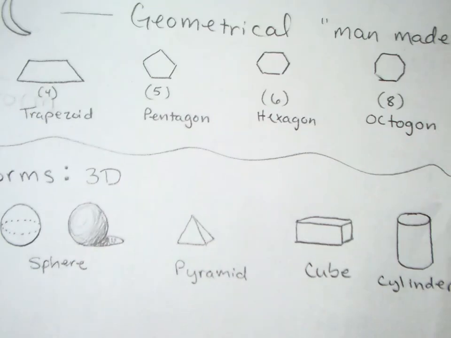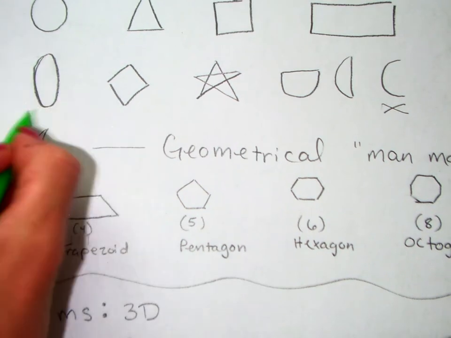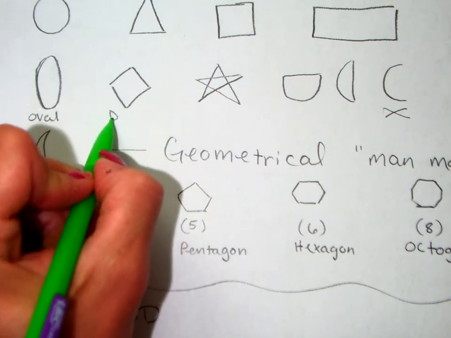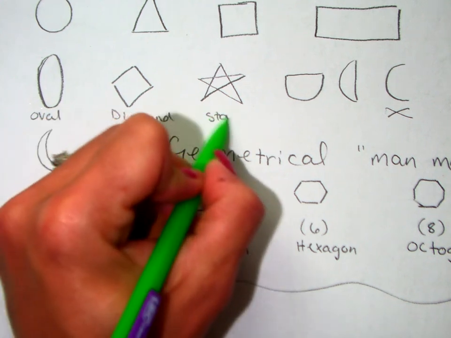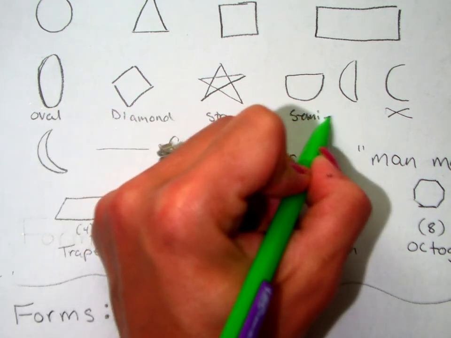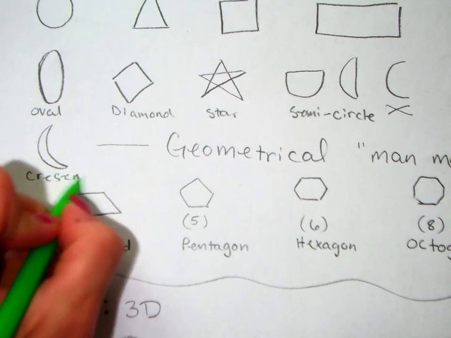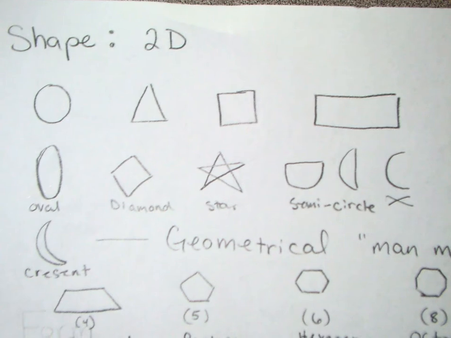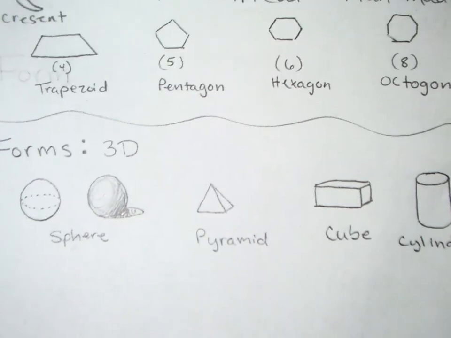So, there's those. I'm going to come back up here and label a few of these. I'm not going to label those, I know you guys know what those are, but these might show up on a test, so make sure you label them as well. Okay? All right, so again, we have our 2D shapes, which are flat, geometrical shapes, and then we also have our 3D form shapes.